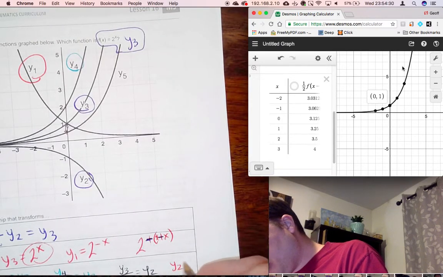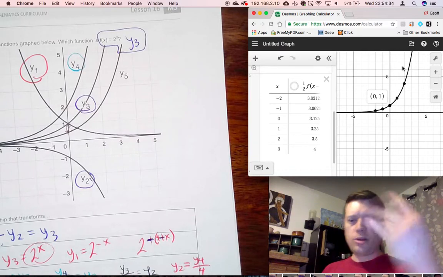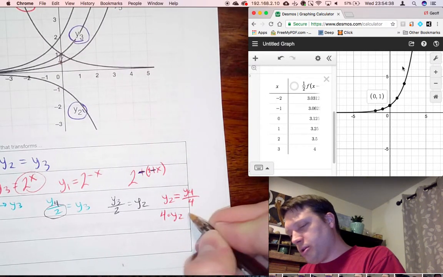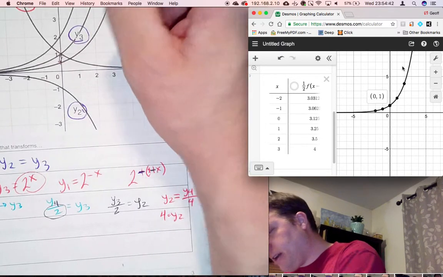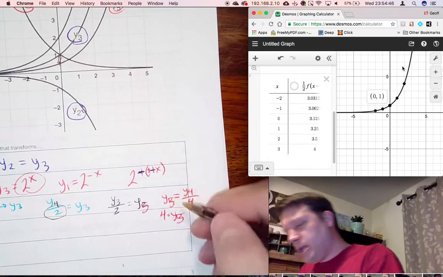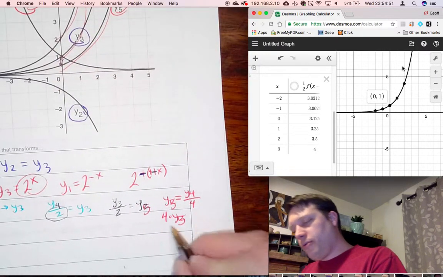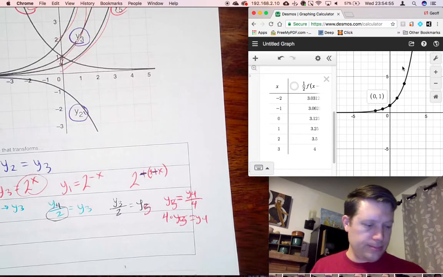So if I combine all of these together, I would get y sub 5 equals y sub 4 over 4, or the flip of that, 4 times y sub 5 equals y sub 4. I keep saying 2, I mean 5, because I'm going from this one to this one to this one. My bad. Sorry.